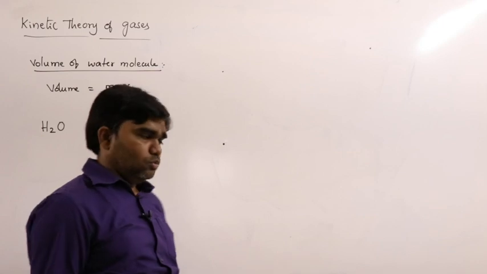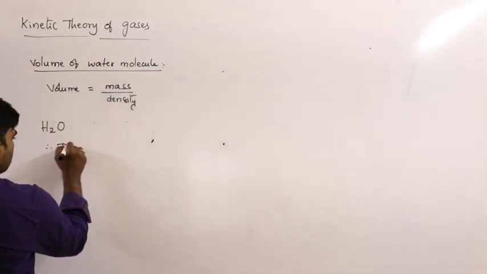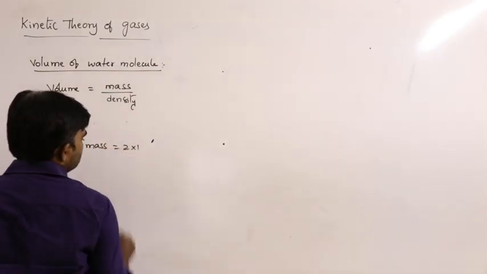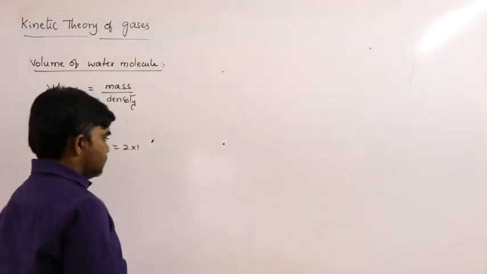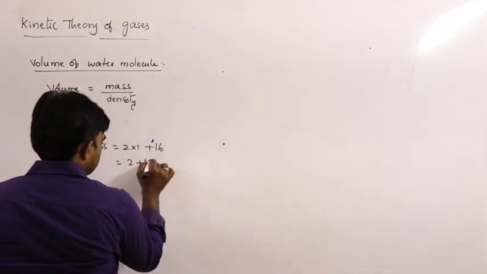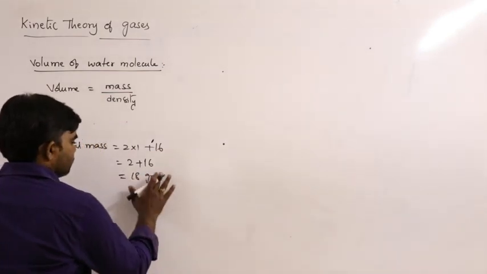Water molecule is H2O, 2 hydrogens, 1 oxygen. So therefore, total mass is equals to 2 hydrogen. Molecular weight of hydrogen is 1, oxygen is 16. 2 plus 16, that is 18 grams.